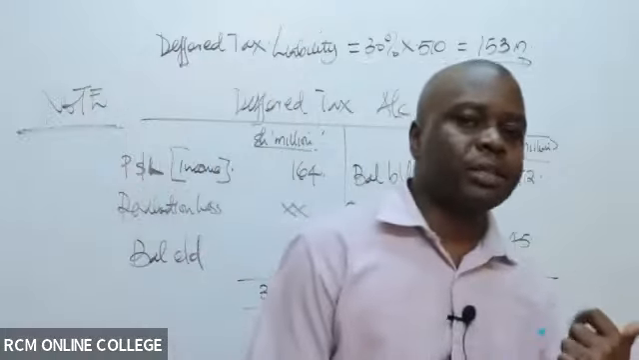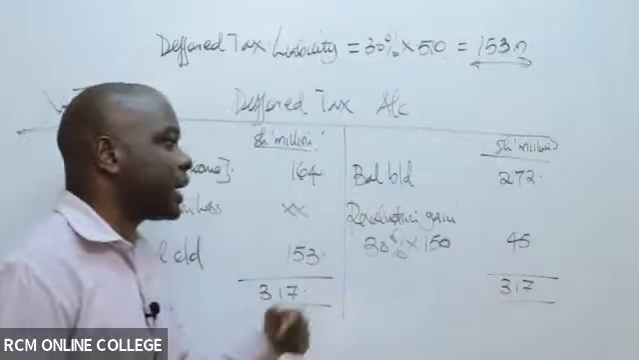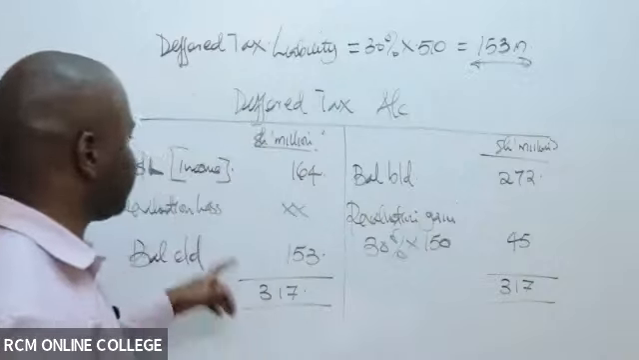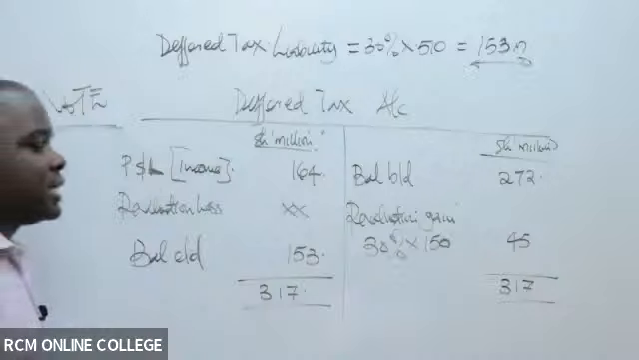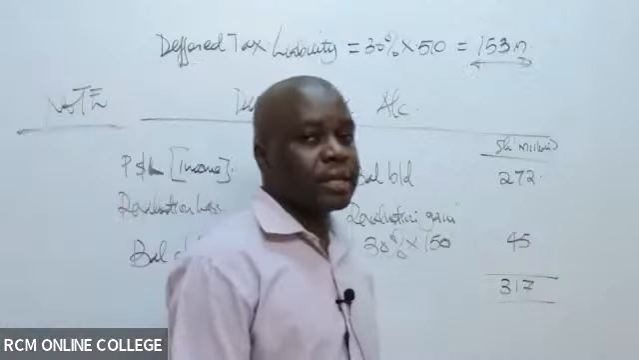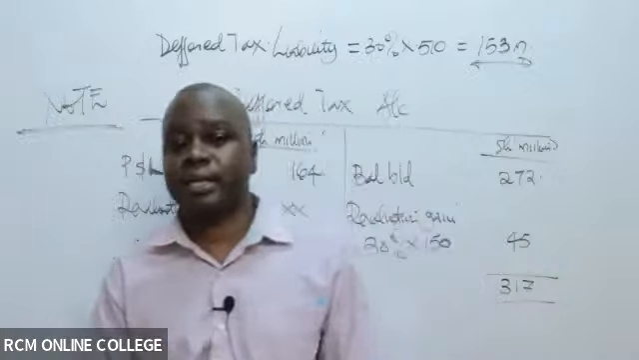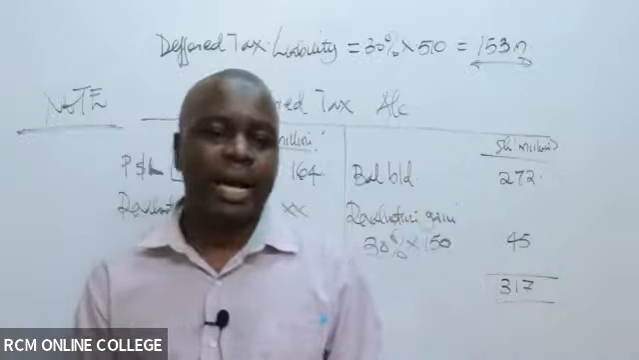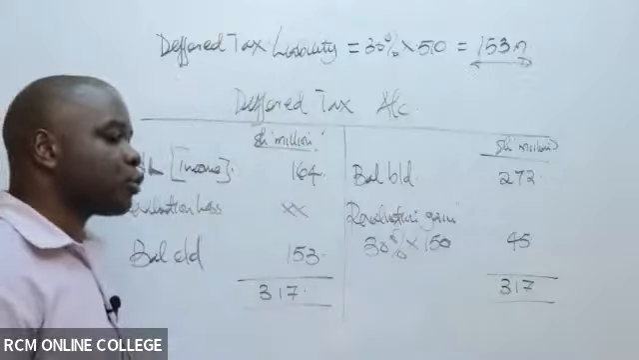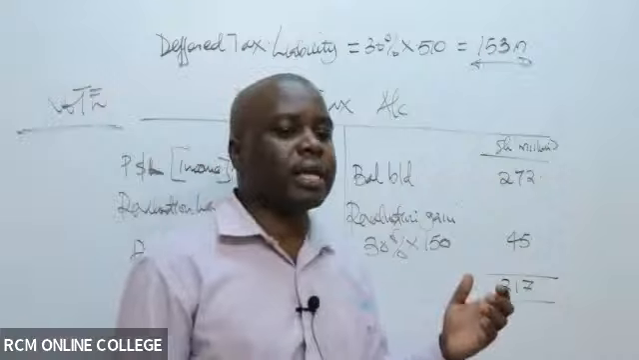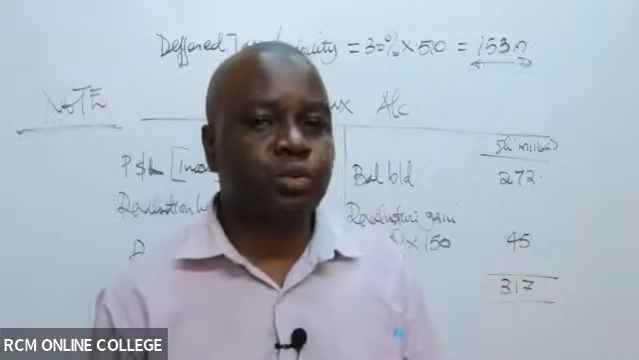So you're far better off if you know how the current tax will be arrived at. You'll just take the 30% on the taxable profits. And of course, that is what you'll be taught in public finance and taxation: that what the accountant prepared is not what will be considered by Kenya Revenue Authority when they determine how much you'll pay as tax.